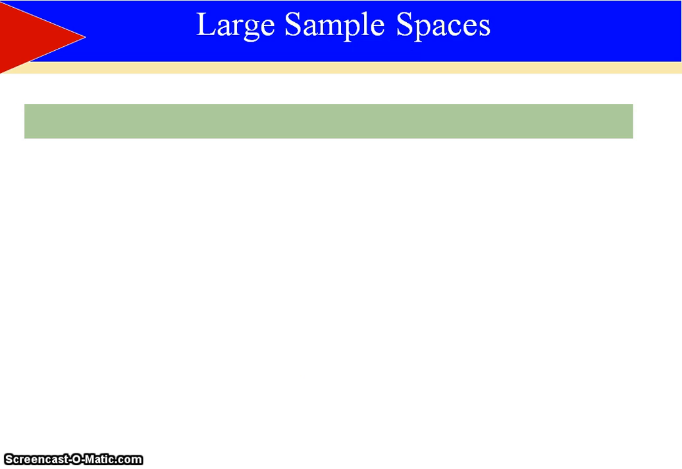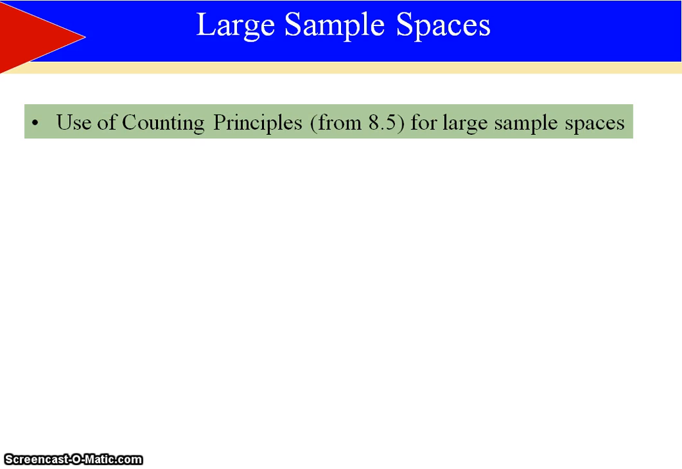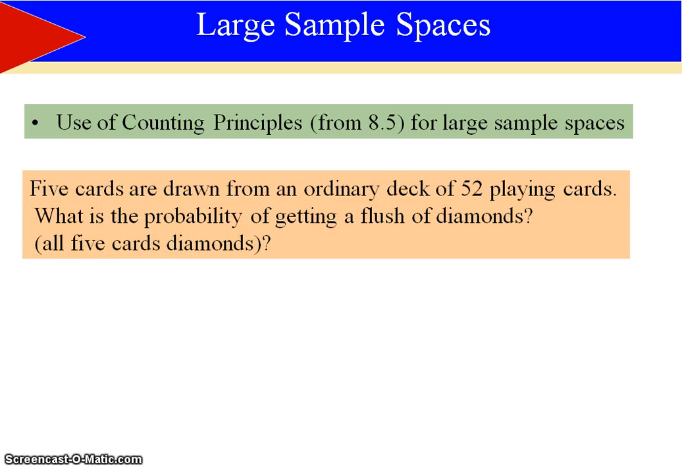Okay, large sample spaces. So here, we're going to use counting principles from section 8.5, the previous section, for large sample spaces. So, 5 cards are drawn from an ordinary deck of 52 playing cards. What's the probability of getting a flush of diamonds? So a flush, meaning all 5 cards are diamonds.